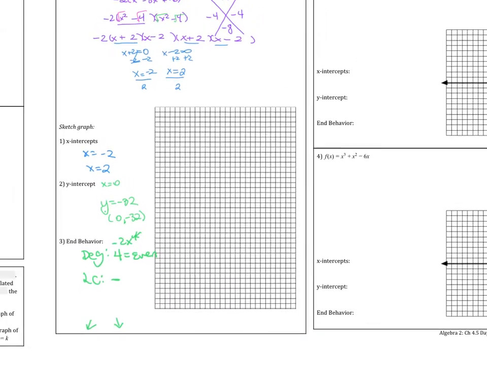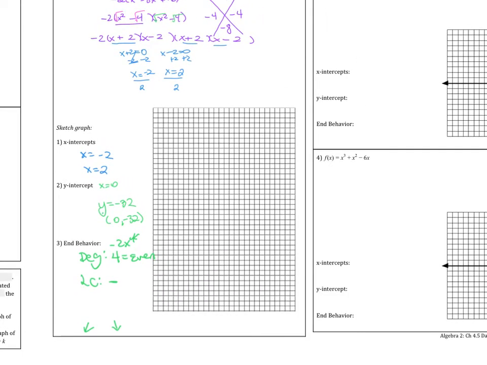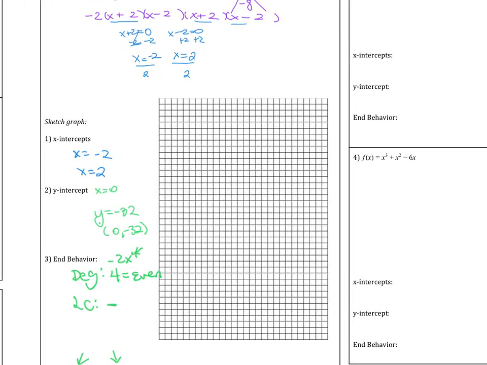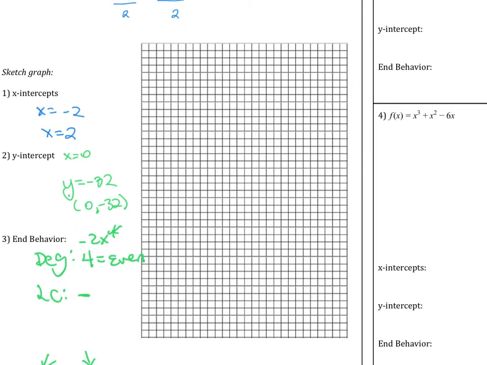So we can sketch this. Now I know I have a grid here, so let's go ahead and use a grid for now. Later on, we can just do a general sketch. So we know that we have a y-intercept at negative 32. So I'm going to draw my axes here. So negative 32 is going to be about right here.